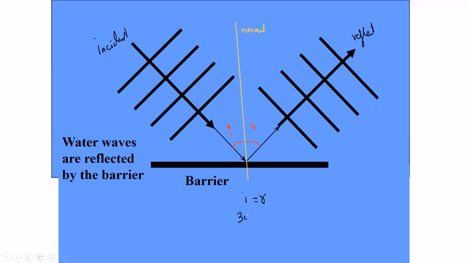So if the angle of incidence is 30, the angle of reflection should also be 30. If the angle of incidence is 45, what will be the angle of reflection? That should also be 45. So according to the law of reflection, whenever there is a reflection of a wave, the angle of incidence always equals the angle of reflection. Is it clear?